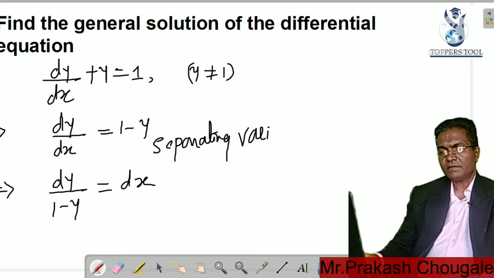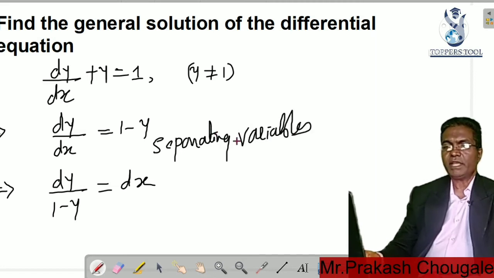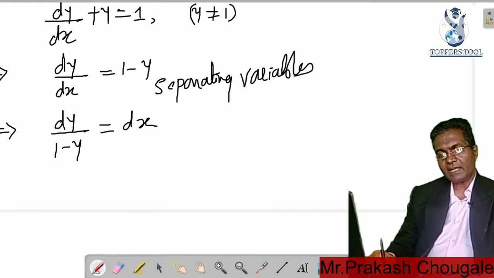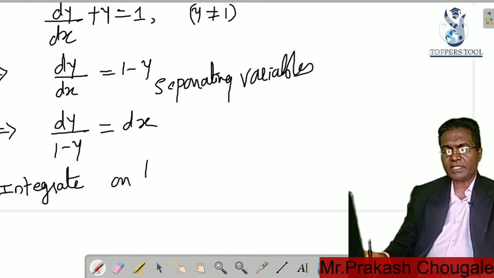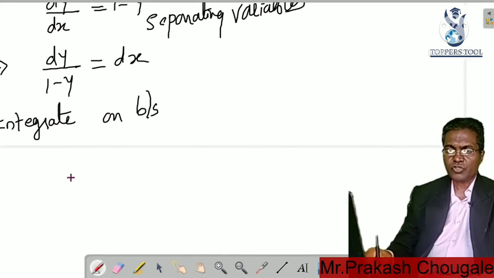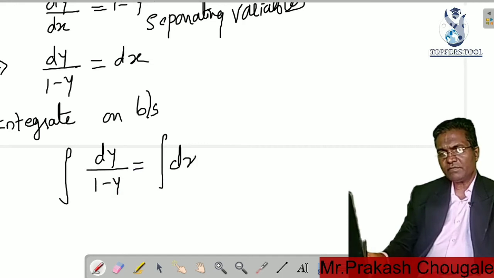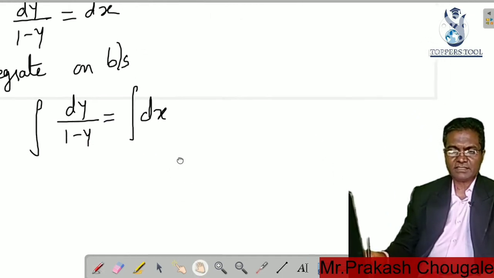Separating variables. Now see what we have to do: integrate on both sides. So integration of dy by 1 minus y is equal to integration of dx.